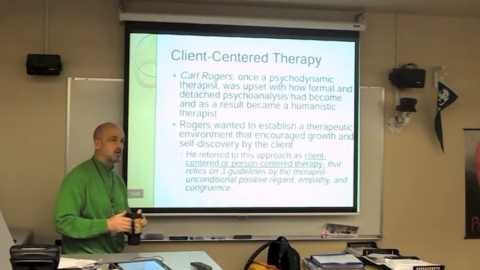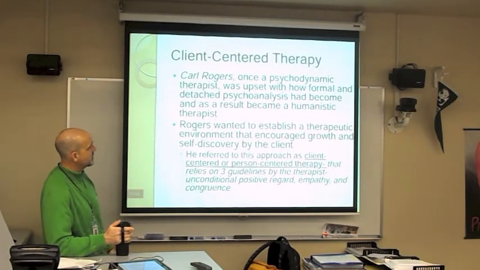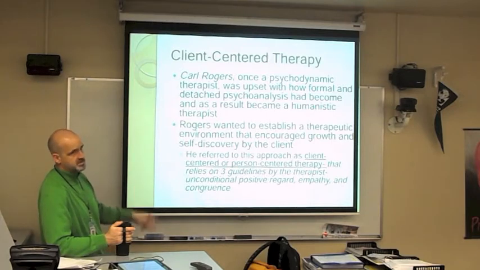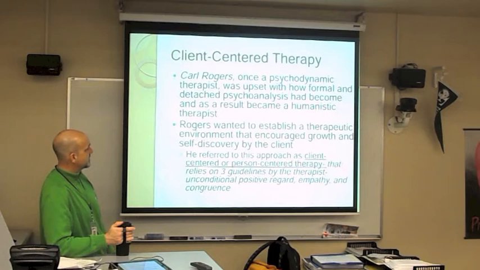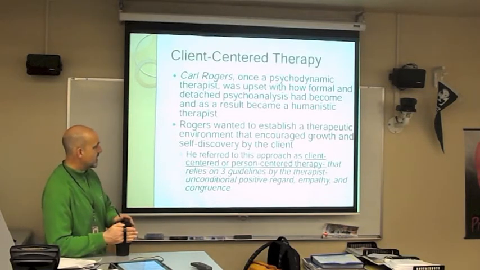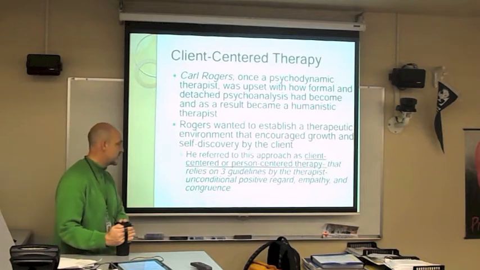Now, you'll see an example of that is client-centered therapy. First of all, this was Carl Rogers' big thing. He was once a psychodynamic therapist, but disagreed with the role of the unconscious. So he simply developed into a humanistic psychologist. Rogers wanted to establish a therapeutic environment that encouraged growth and self-discovery. We refer to this approach as client-centered or person-centered therapy, which relies on 3 guidelines by the therapist: unconditional positive regard, empathy, and congruence.